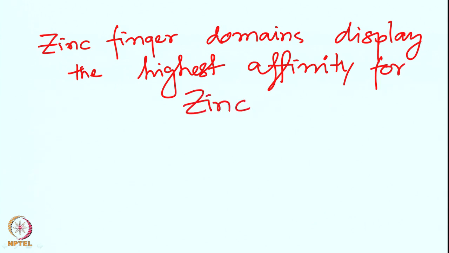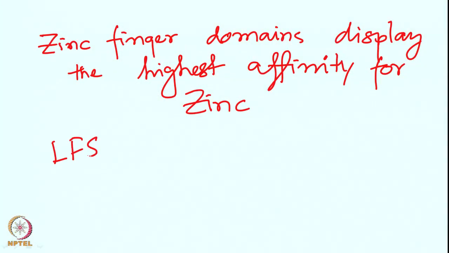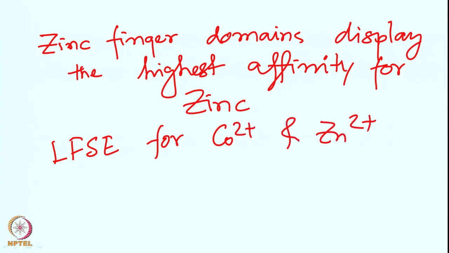Well, of course, different metal ions such as zinc, cobalt, nickel, iron in plus 2 or plus 3 oxidation state can bind with this 2-cysteine and 2-histidine motif. The KD value is quite high, in fact, for cobalt. But if you look at the ligand field stabilization energy, we will perhaps be able to answer it. So, consider the ligand field stabilization energy for cobalt 2 plus and, let us say, zinc 2 plus coordination.